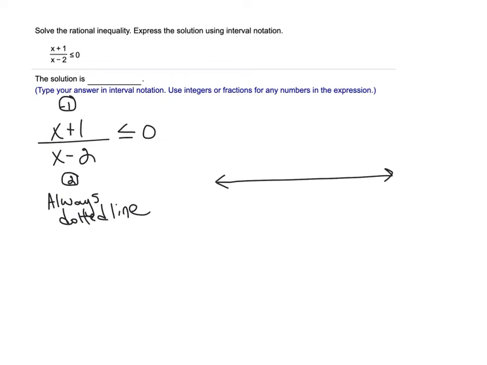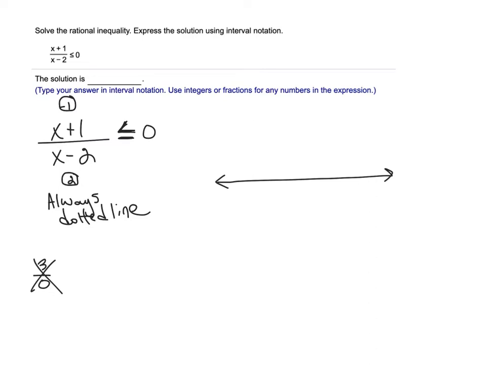The reason is, if I were to take 2 and plug it into this function, I would get 2 plus 1 in the top, which is 3, over 2 minus 2, which is 0. 3 over 0, that is not a number. That is undefined. Therefore, 2 cannot be a part of the solution ever, even though I'm asking where it is less than or equal to 0. Less than is going to work like normal. The equal to 0 is only the value that makes the numerator 0. Only the numerator.